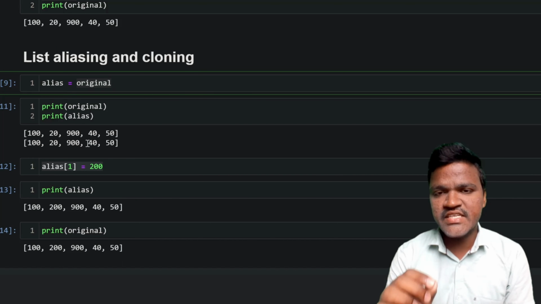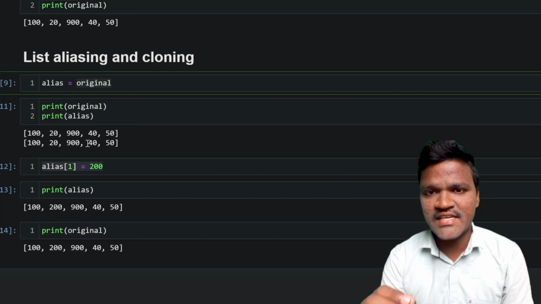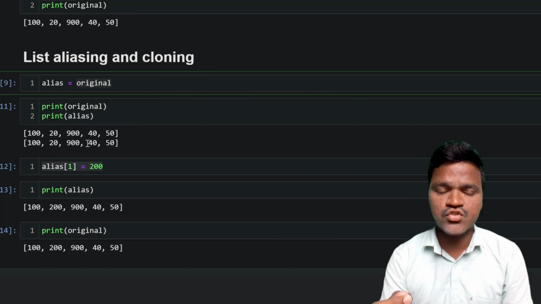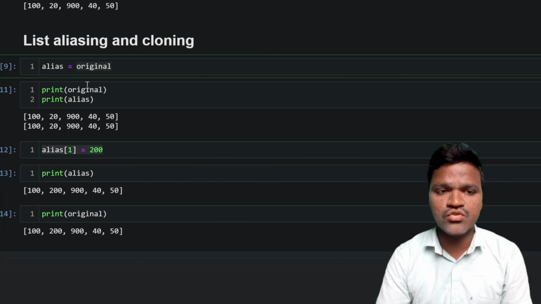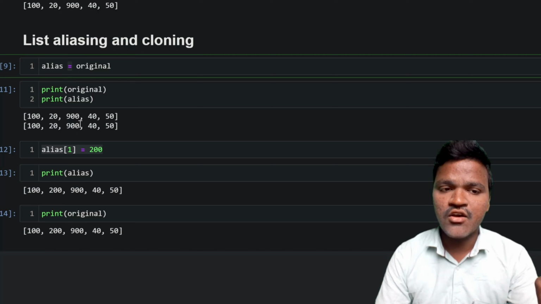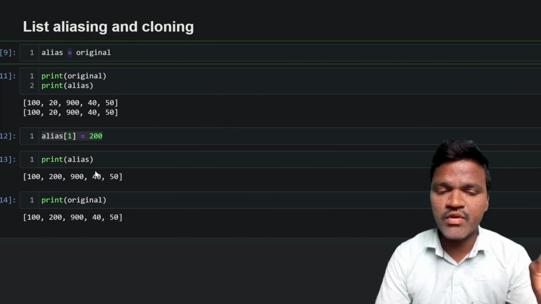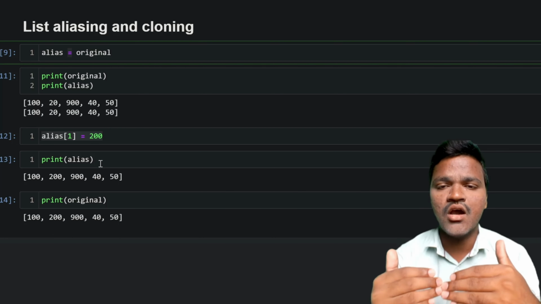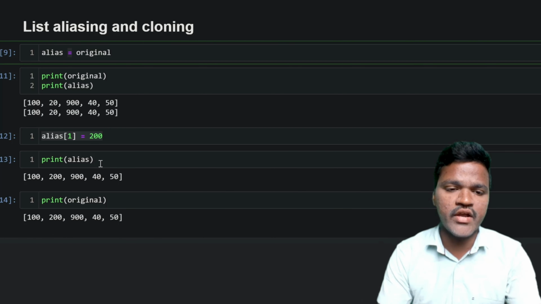So when we change the elements by using an aliasing name, the original list also gets modified. That is exactly what is happening through this is-equal-to method. So let us go ahead and see one way of getting a list such that when we modify it, the original list is not affected.